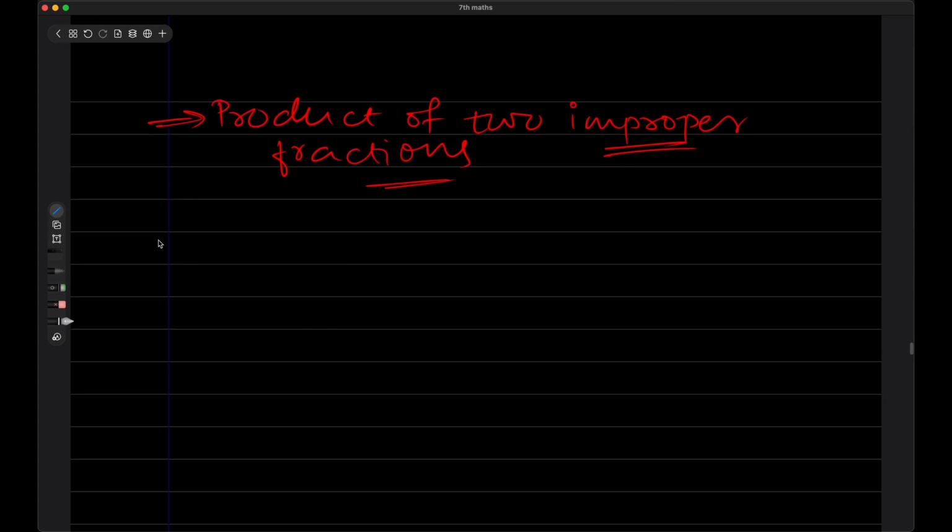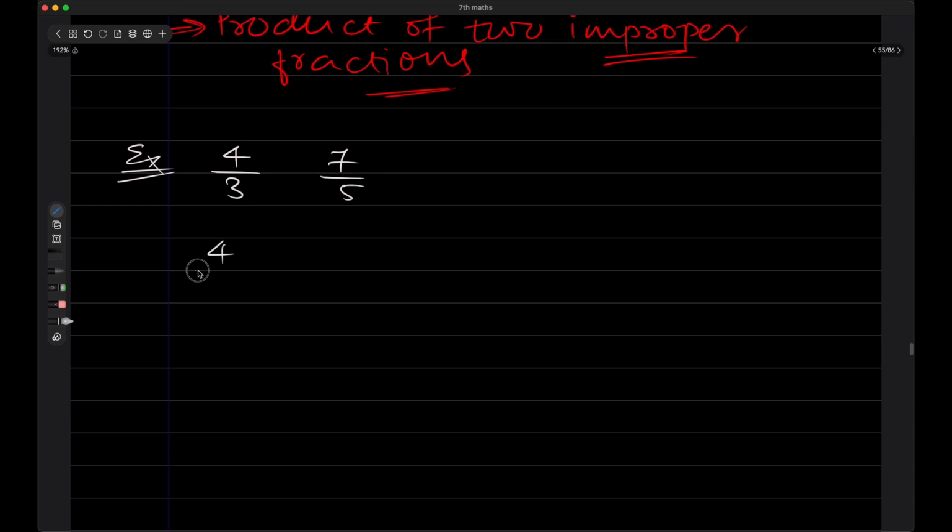An improper fraction is of the form a divided by b, where a is greater than b, or we can say the numerator is greater than the denominator. So let us take two improper fractions, 4 divided by 3 and 7 divided by 5. We will multiply these two improper fractions, 4 divided by 3 into 7 divided by 5. We will get 4 into 7 and 5 into 3.